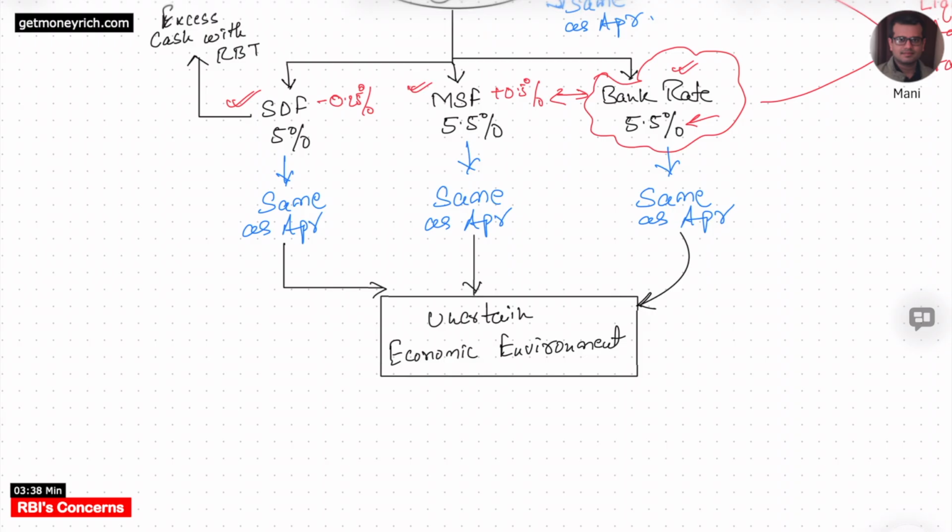But this time RBI has decided to keep a neutral stance, meaning whatever they decided in April, they will keep the same interest rate now, and at present the interest rates are at a higher level. This is what the RBI has explained, that is why they have kept a neutral stance. So what is causing uncertainty in the mind of RBI?